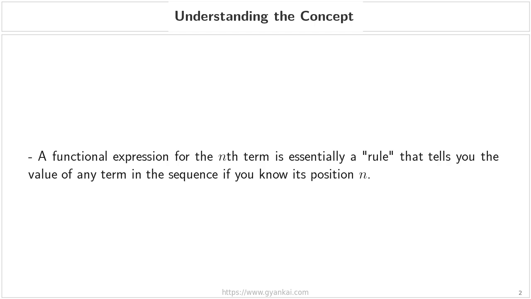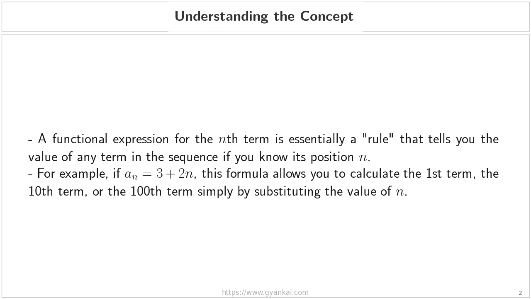Understanding the concept. Think of a functional expression for the nth term as a mathematical rule or a recipe. It's a formula that tells you exactly what value any term in your sequence will have, provided you know its position, which we call n. To make this concrete, let's look at the example on the slide. a sub n equals 3 plus 2n, and this formula is incredibly powerful because it allows you to jump to any position in the sequence without having to write out all the numbers in between.